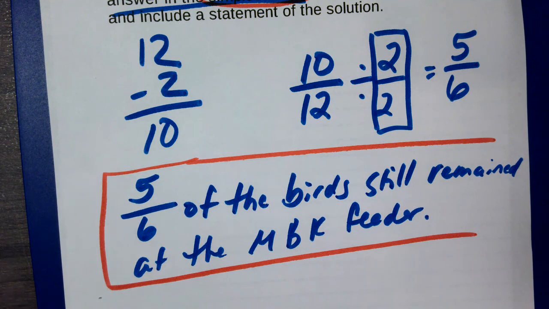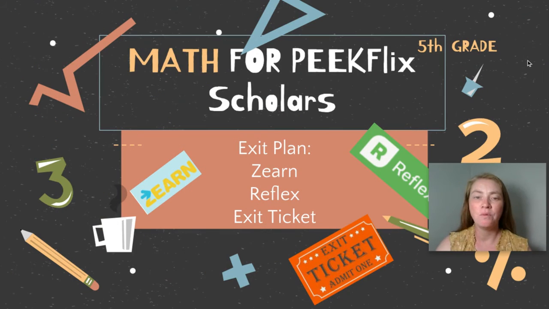Okay, you did a great job on this question. Kiss your brain and get ready to do some Reflex Math or some Zern, and definitely do not forget to do that exit ticket. All right, Peak Flicks math scholars, you have done an incredible job today. But you're not done yet. I'm going to need you to go on to Zern, Reflex Math, or most importantly, fill out an exit ticket for today's work.